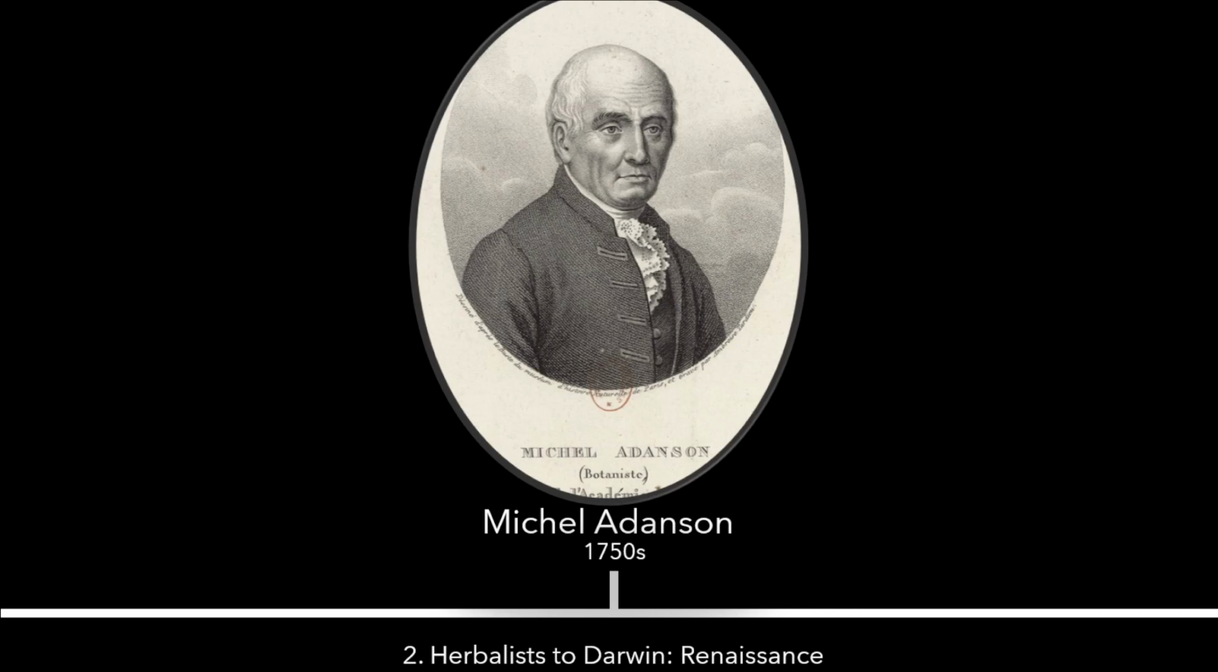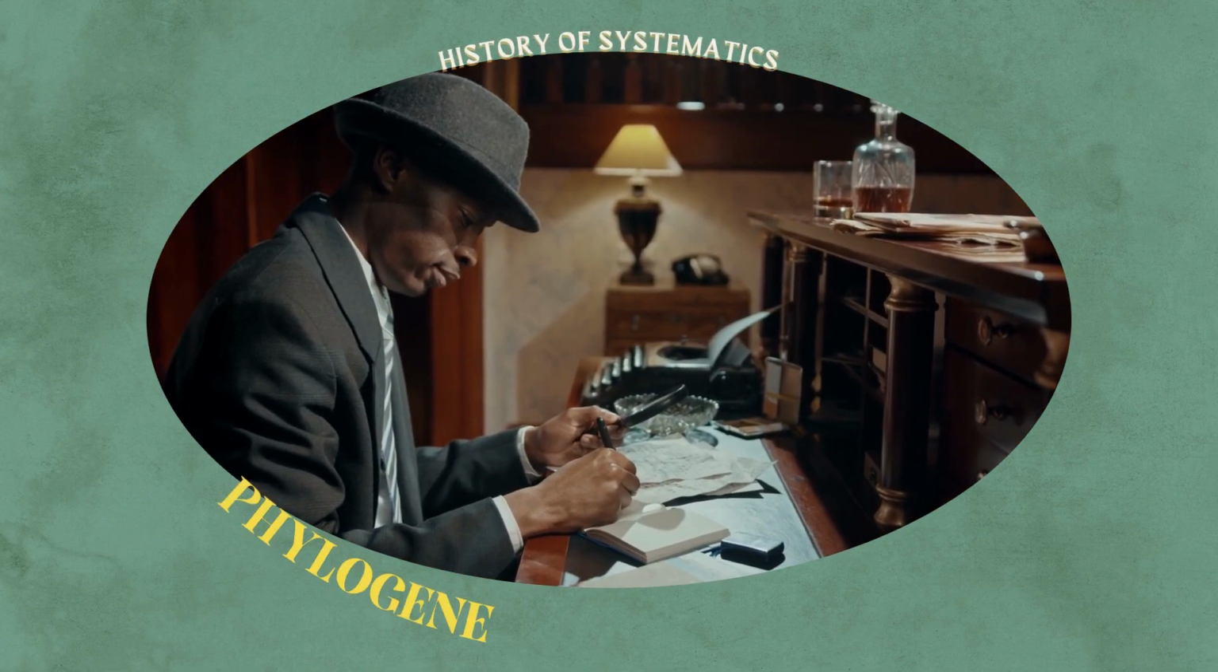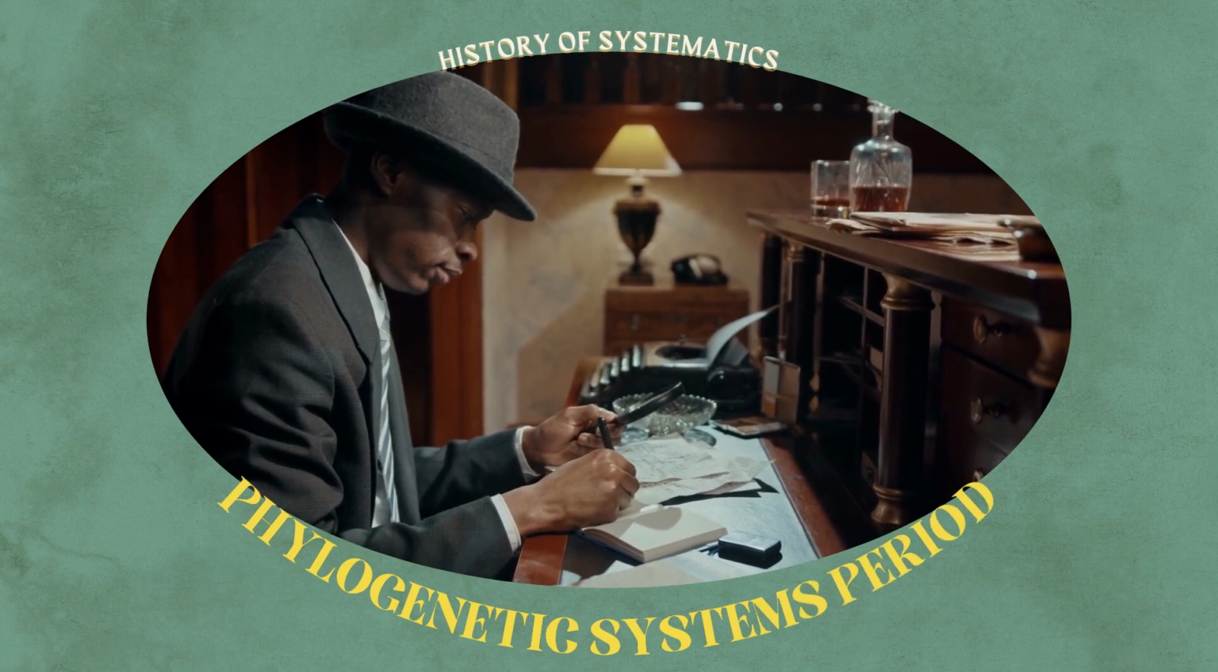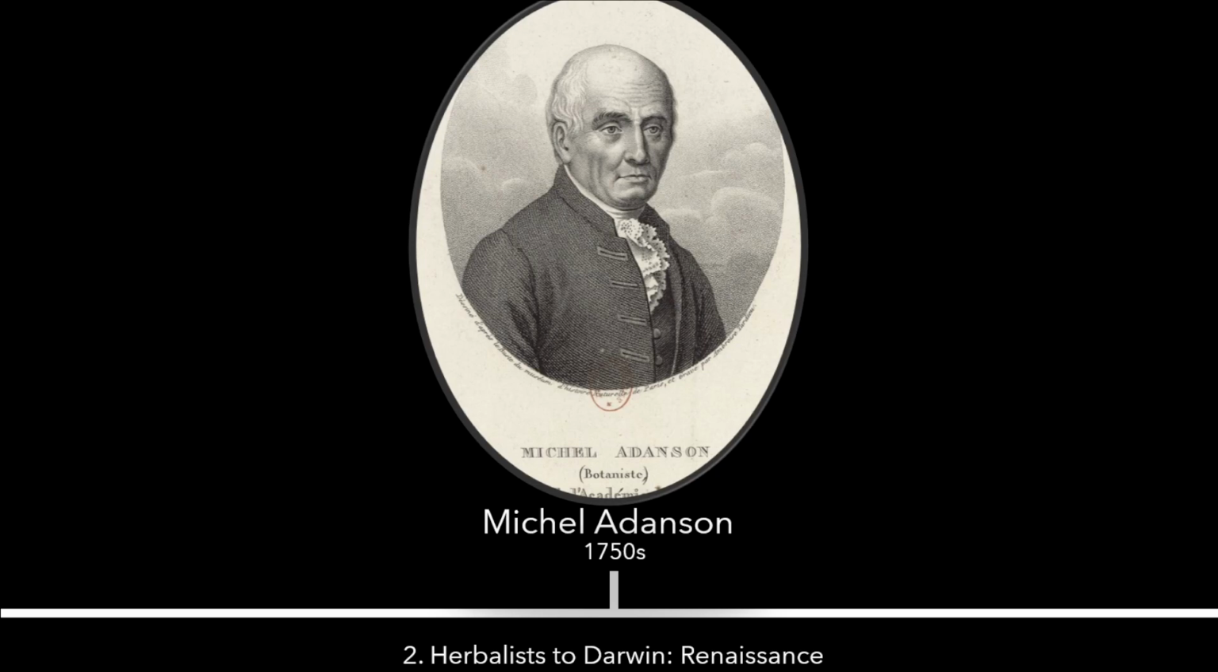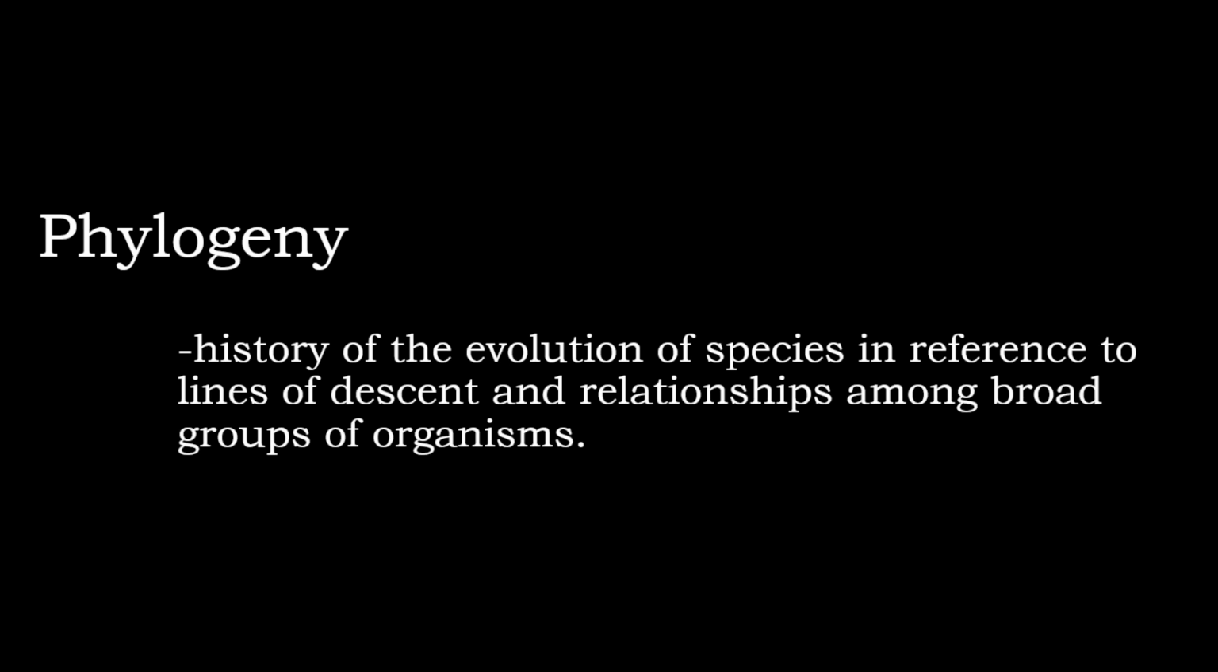Go to the third and last part, the Phylogenetic Systems period. But first, we look at the term phylogeny. And according to Britannica, this is the history of the evolution of species in reference to lines of descent and relationships among broad groups of organisms. So we look at the story of a certain species by looking at its ancestry. Okay?